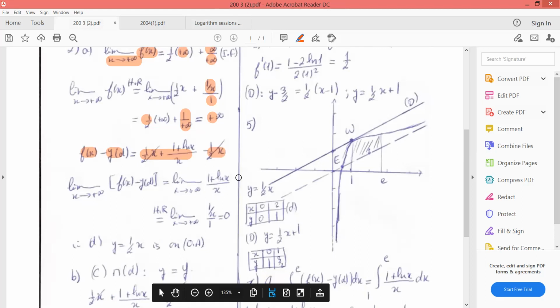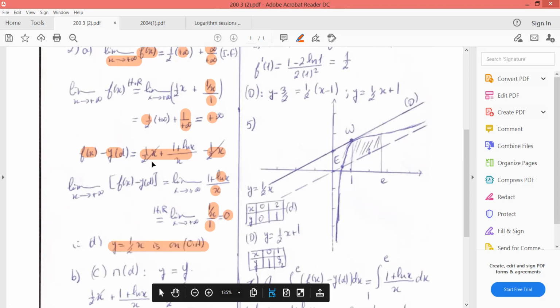We can put it directly equal to 0, but it gives infinity over infinity. Since ln infinity is infinity over x, which is infinity, we apply L'Hospital's rule. The derivative of ln x is 1 over x. The derivative of x is 1. So we get 0. Therefore, the line D, y equals half x, is an oblique asymptote to C.